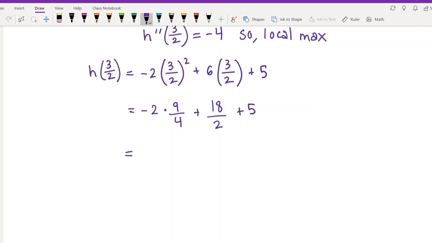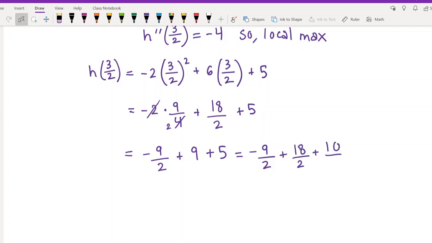So that's going to simplify to, so -2 times 9/4 is going to be the same as -9/2, right? Because we can simplify this to be 2. So we have -9/2 plus 9 plus 5. So that's -9/2 plus 18/2 plus 10/2. So I guess I shouldn't have simplified that 18/2 earlier, but that's okay. And so altogether, let's see, that's 28 minus 9, right? Am I getting that right? 19, yeah, so it's 19/2.